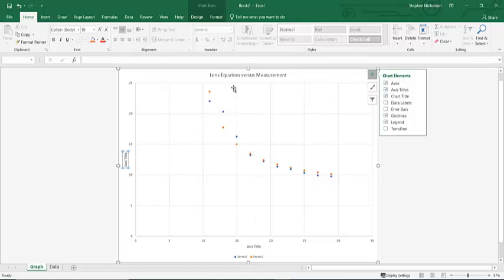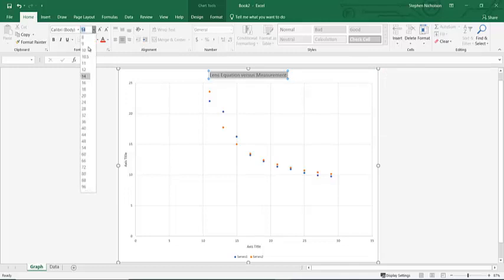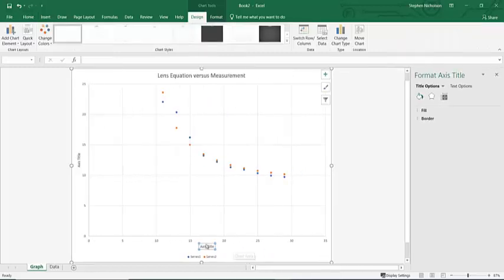So let's just go through here. Let's do the title, make it bigger. So we'll go to Home, Font, 16 point. The x-axis is the object distance. So we'll highlight that, put in object distance, and units are centimeters. Okay, just click outside of that.